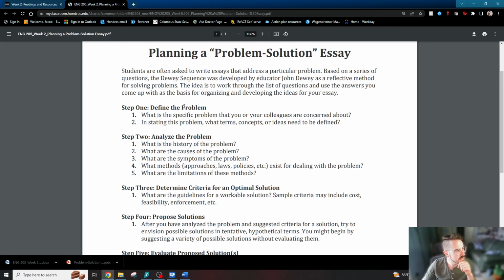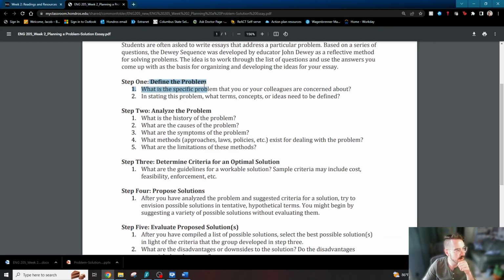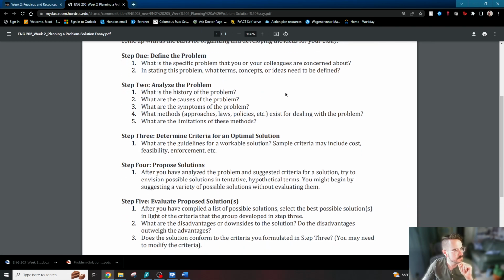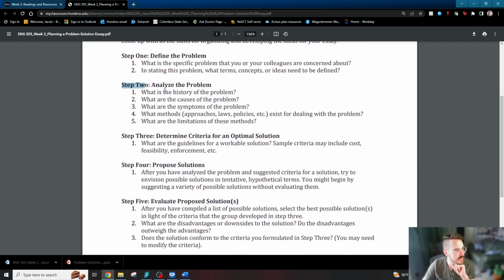But this is the rough order of ideas, or how you should develop your ideas in your paper. So you're going to be defining the problem. What exactly is the problem? If there are any terms or concepts or ideas that need to be defined, you do those towards the beginning of your paper. This first step is going to be pretty short. It's probably not going to be real in depth because step 2 is where you're going to get into more detail about it. You're going to analyze the problem.